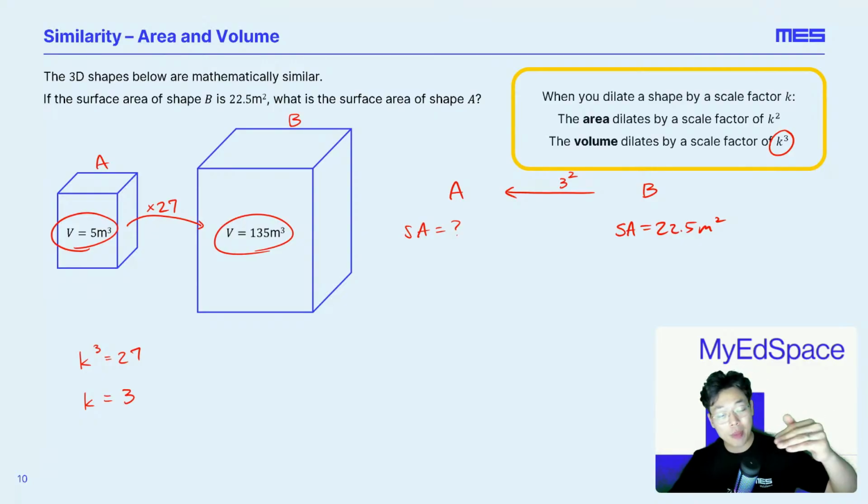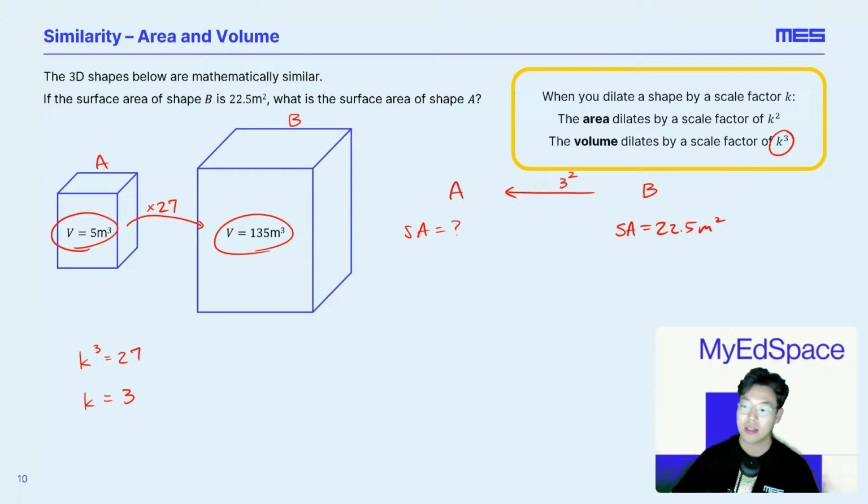So going forward from A to B, we multiply by 27. So going backwards from B to A, we must divide by 9. And 22.5 divided by 9 is actually a cool number. 9 goes into 22.5, 2.5 times. 2 times 9 is 18. That leaves us with 4.5 out of 9, which is a half. So I have 2.5. And don't forget your units.